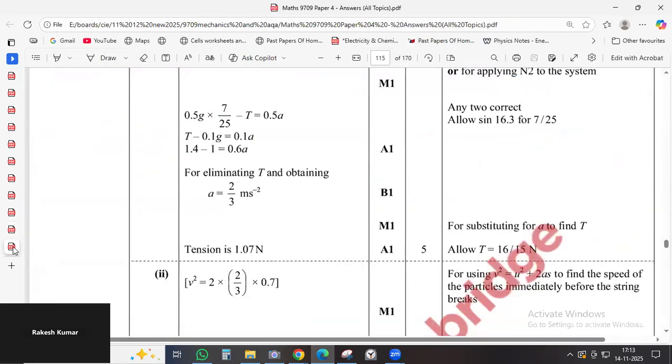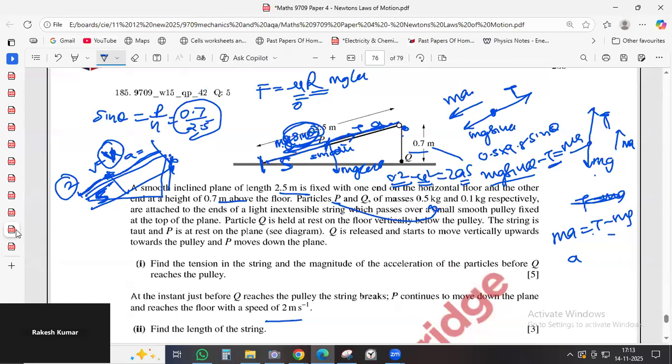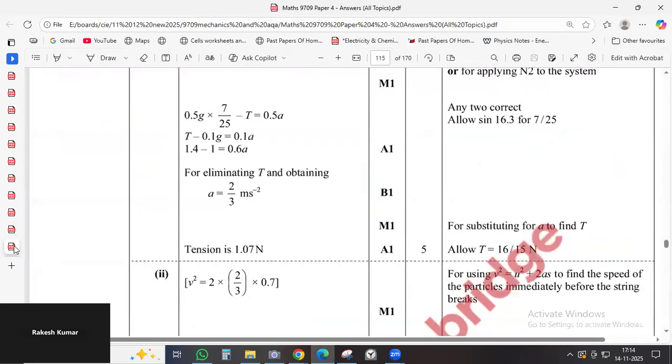Then for this, the second equation, that is going up. So this would be T minus 0.1 g is equal to 0.1 a, where 0.1 is the mass of Q. So he gets these two equations, and he solves. He gets acceleration is 2 by 3 and the tension is this.